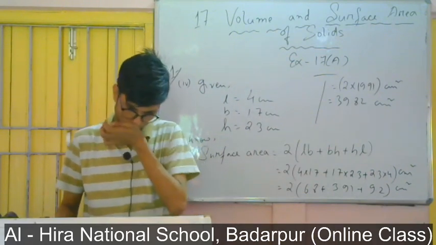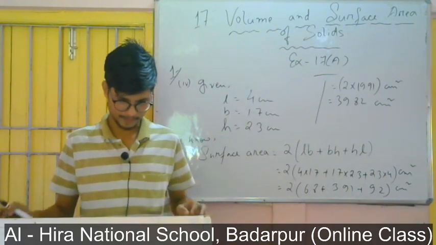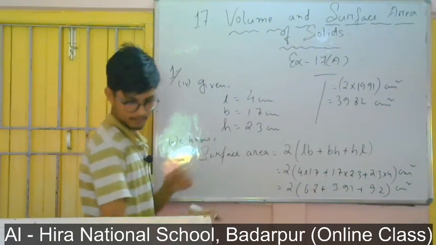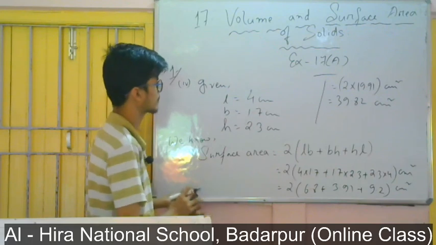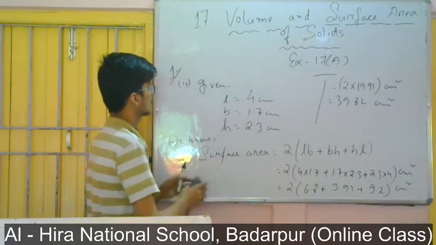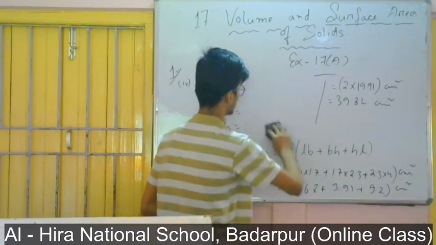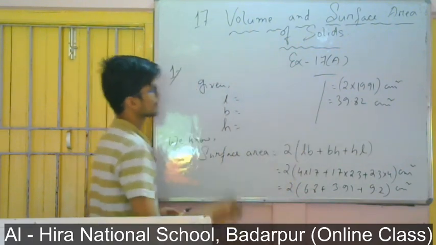Okay, so now let me do Roman number 5. Here fractions are given, so same, first of all I will convert this mixed fraction into improper fraction, then I will do the sum. So same like this one, unit same. Let me rub it. It will be Roman number 5.